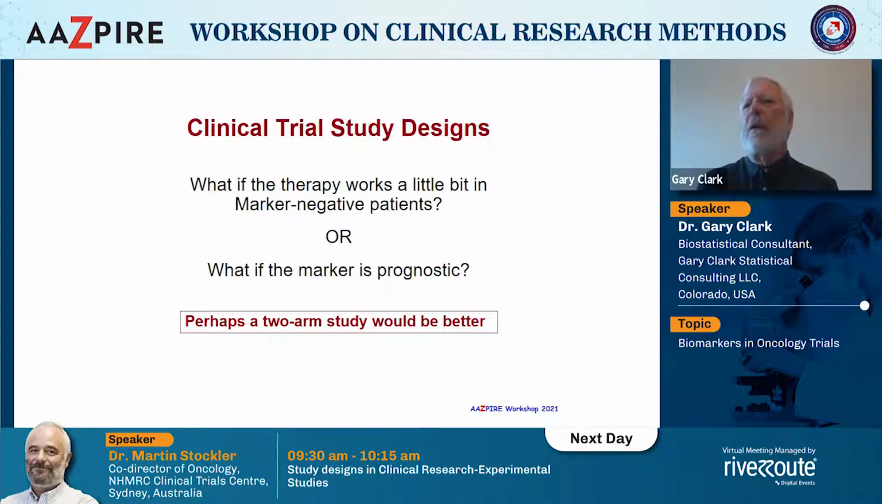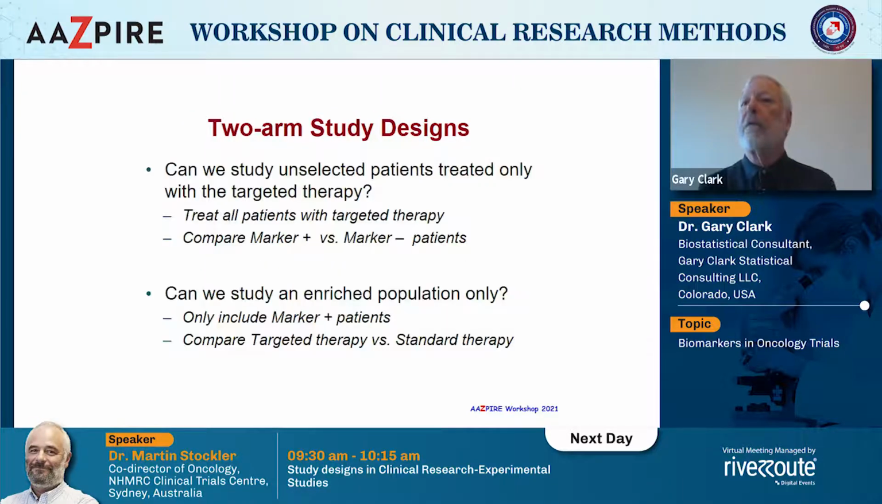Well, what if the therapy works a little bit in marker negative patients? Or what if the marker is prognostic? Perhaps a two-arm study would be better. But then the question is, which two-arm study? Well, here are a couple of different study designs.